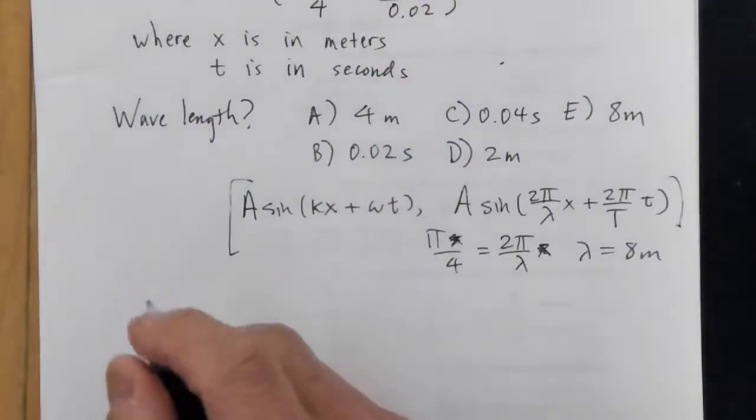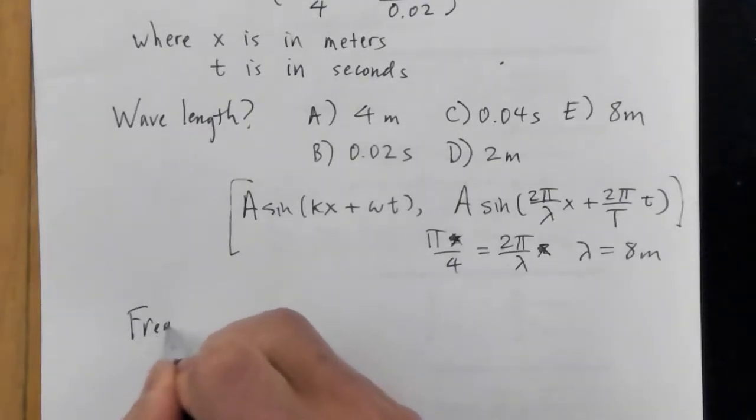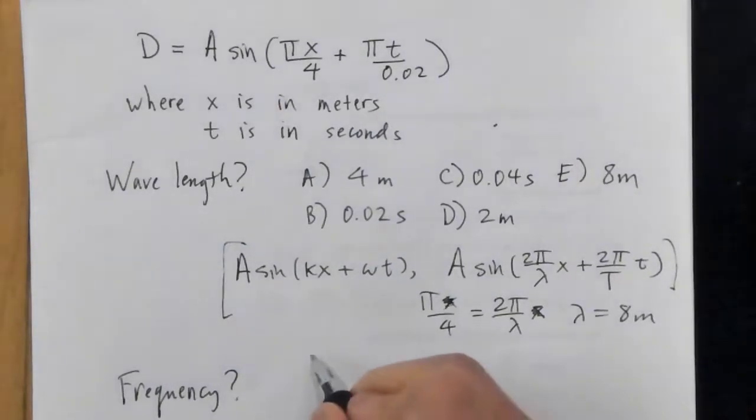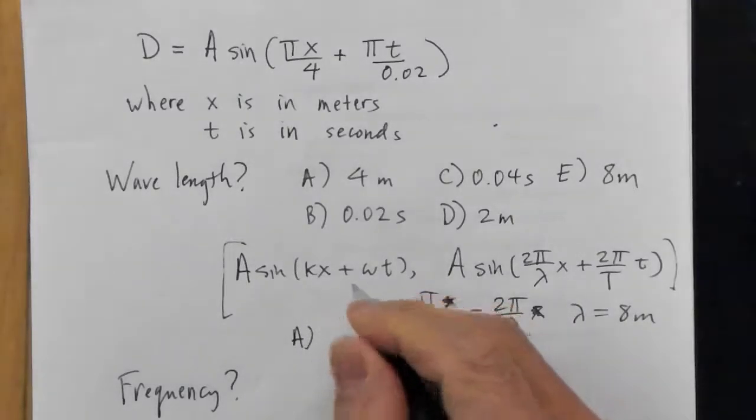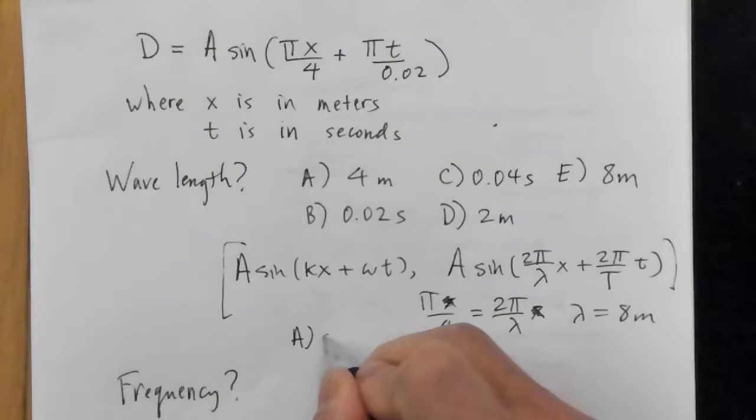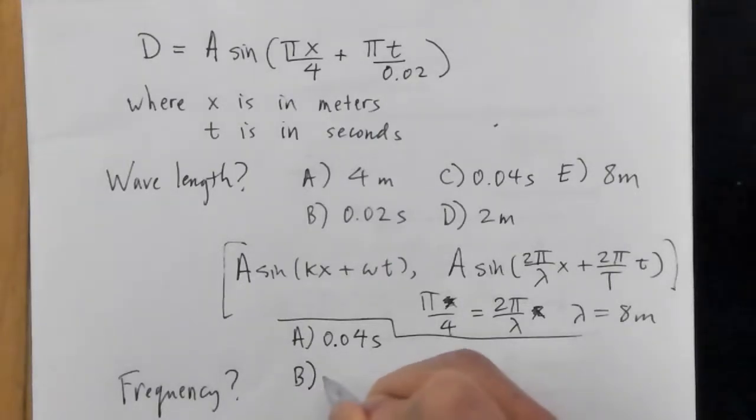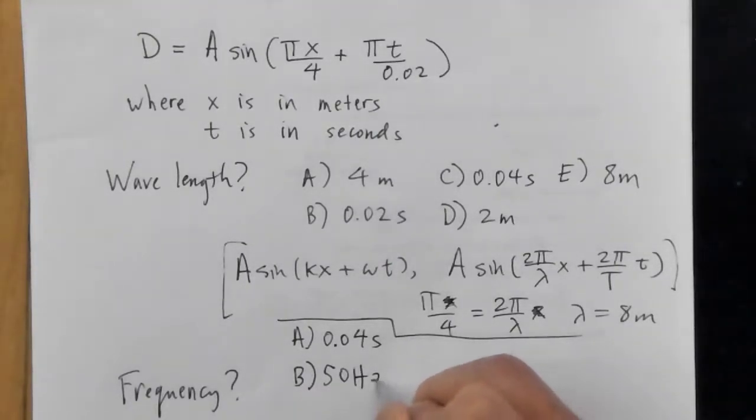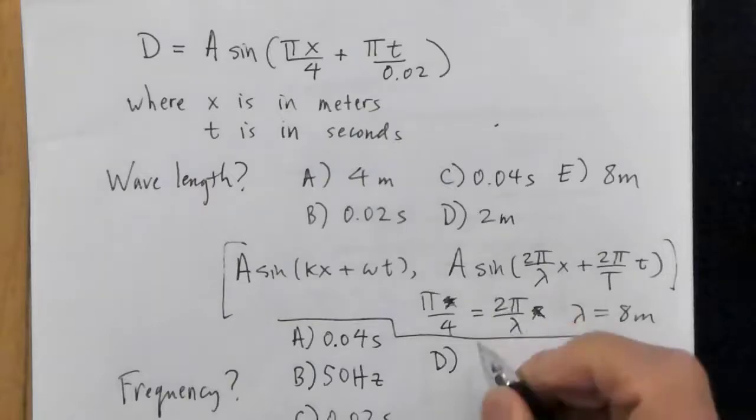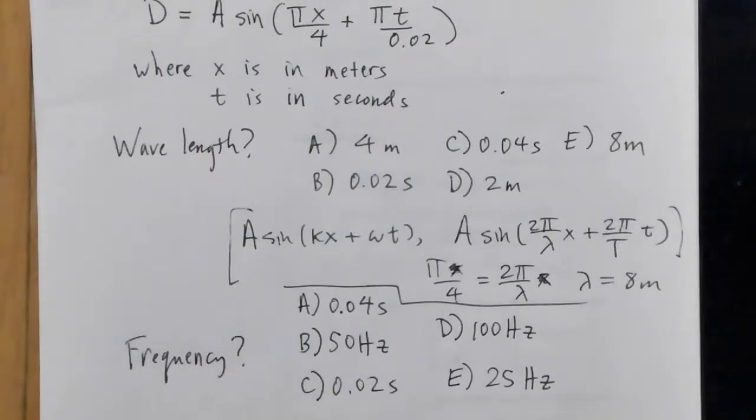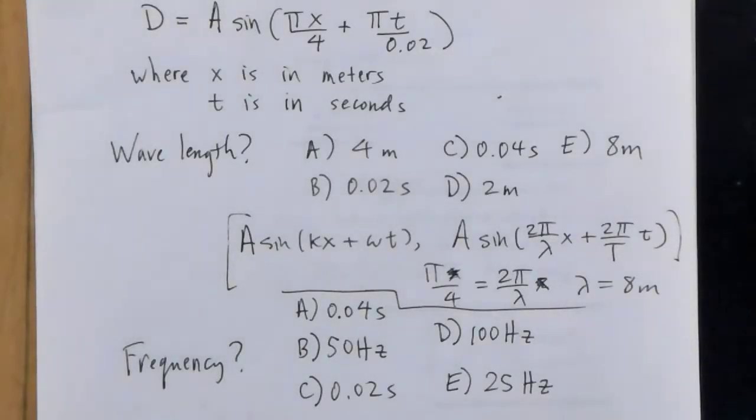While we have this here, let's go on to the next problem, which is the frequency. For the same wave, what is the frequency? Let me put the choices up here. A is 0.04 seconds. B is 50 hertz. C is 0.02 seconds. D is 100 hertz. And E is 25 hertz. I'll open up the poll.